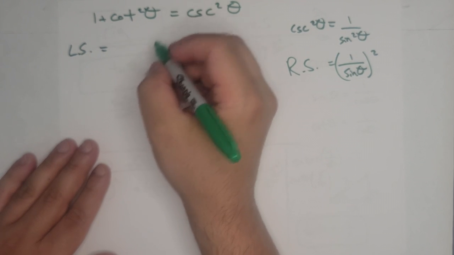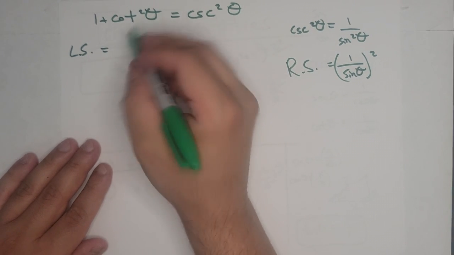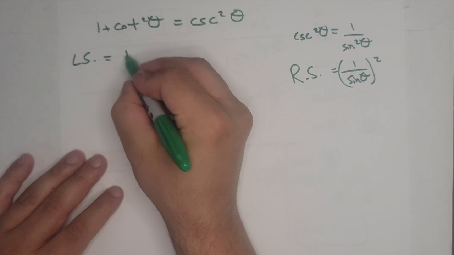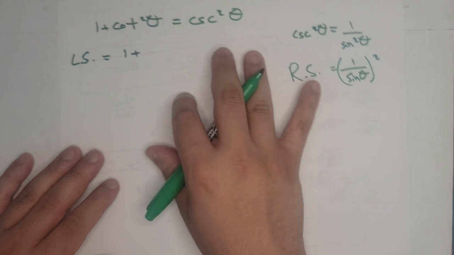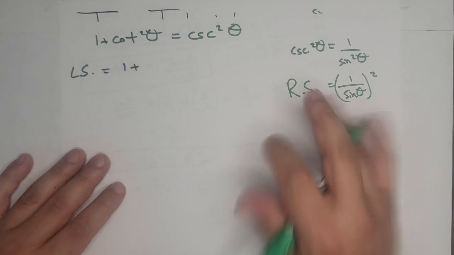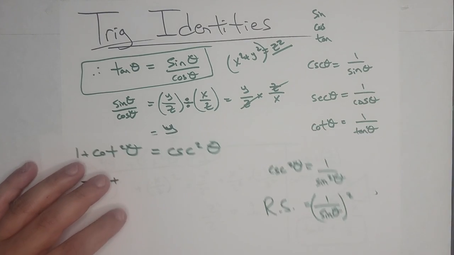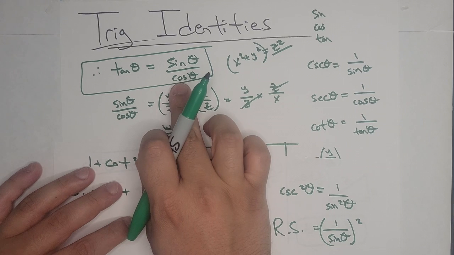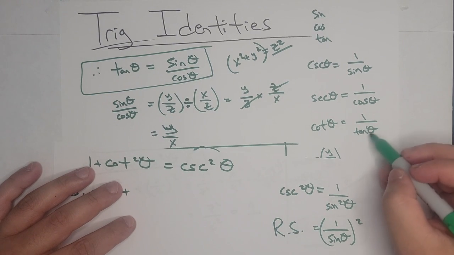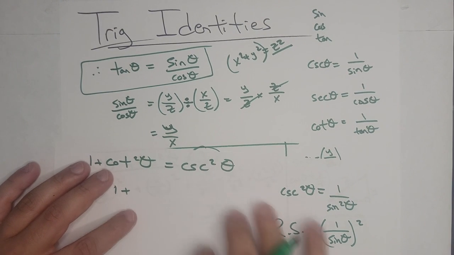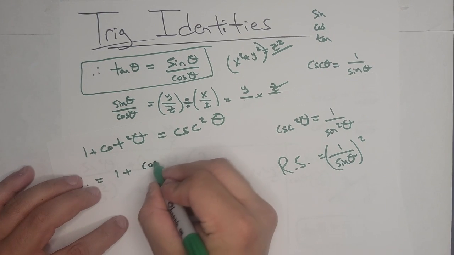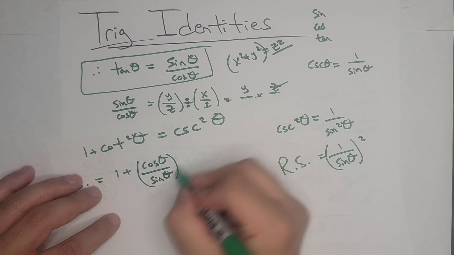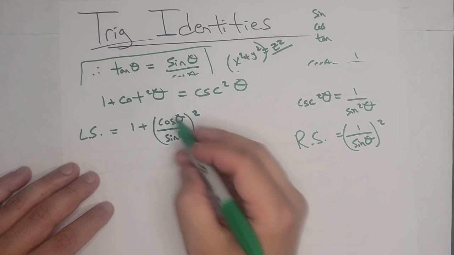1 plus cot theta. Remember, cotan is 1 over tan. So similarly here, 1 plus... I don't want to skip steps here, but basically remember, tan theta is equal to sine theta over cos theta. So 1 over tan is going to give me the reciprocal, cos theta over sine theta, squared. That's still here.